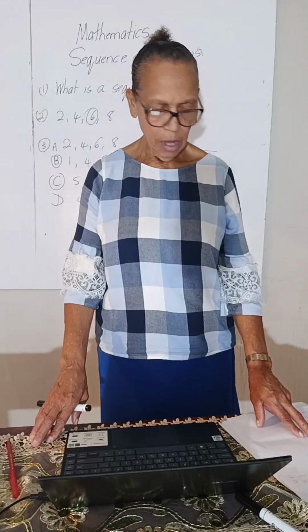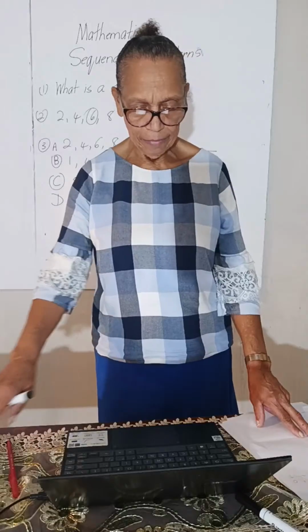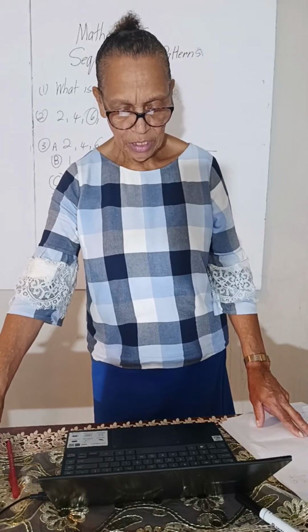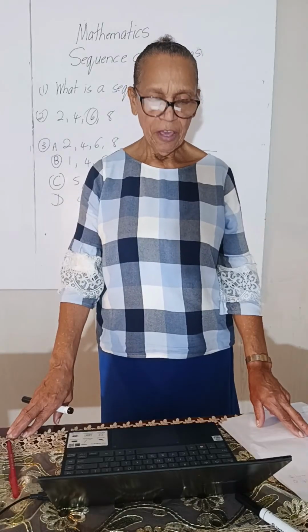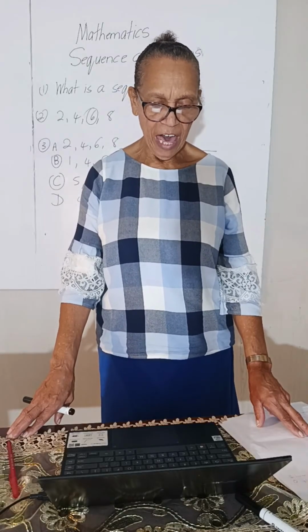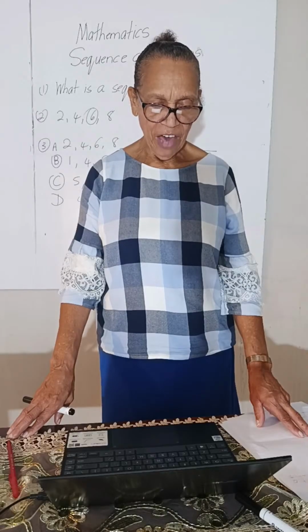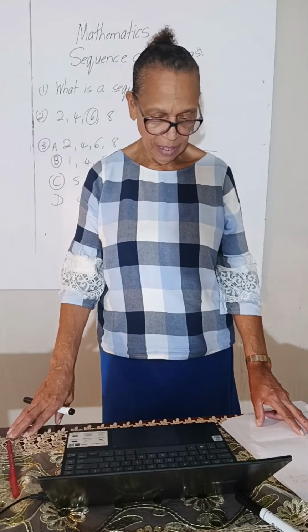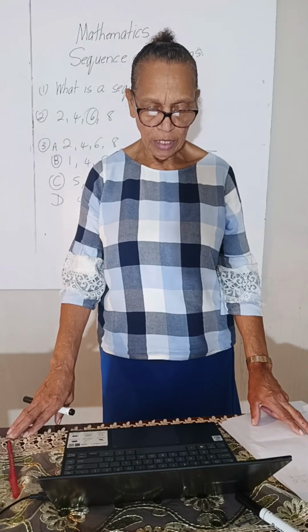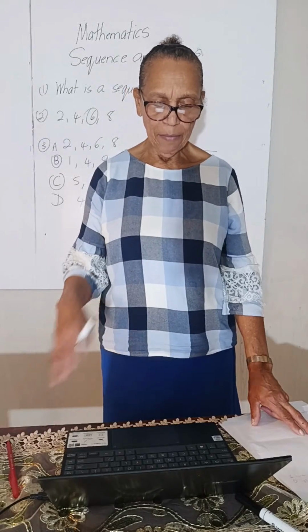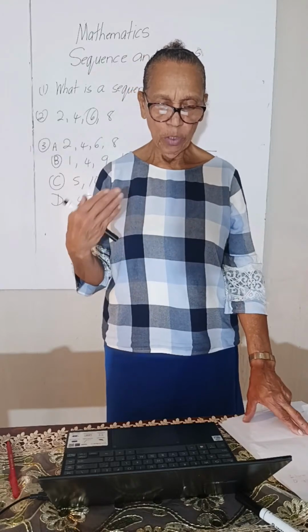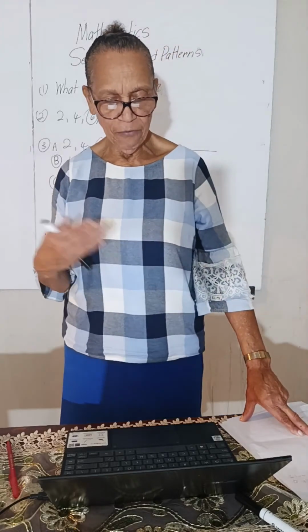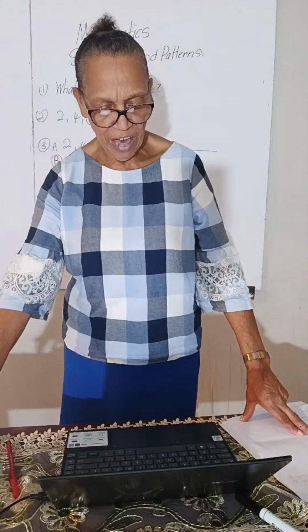Next one, number 9. Which type of pattern is shown? 100, 50, 25, 12.5. What do you have for that? That one is division. They are dividing by 2 each time.